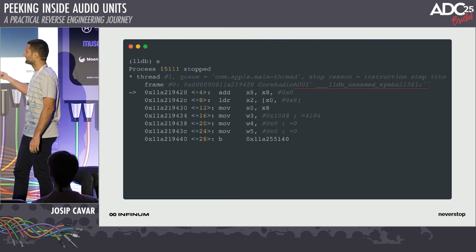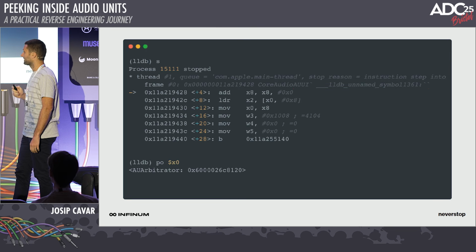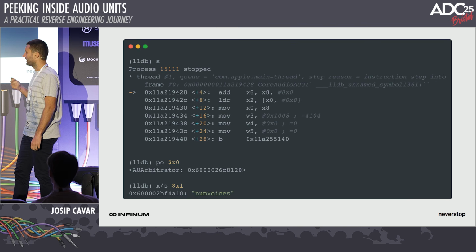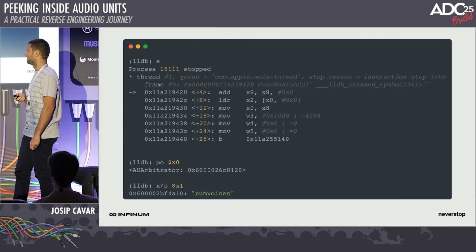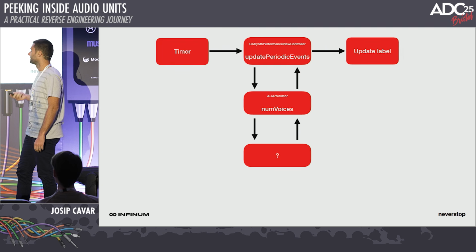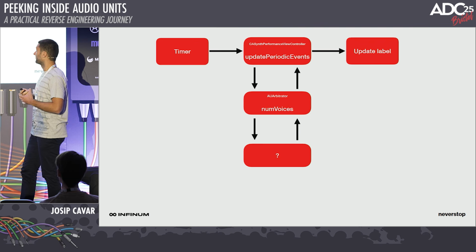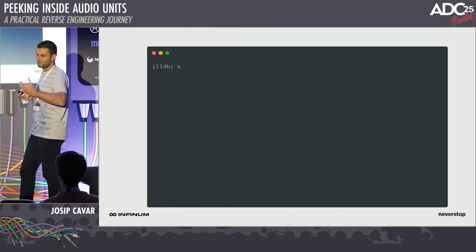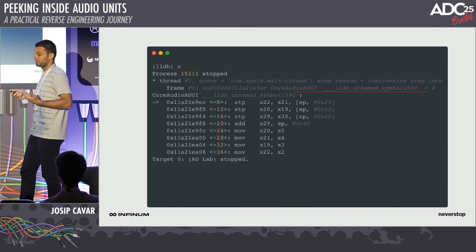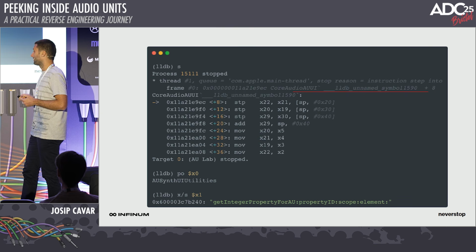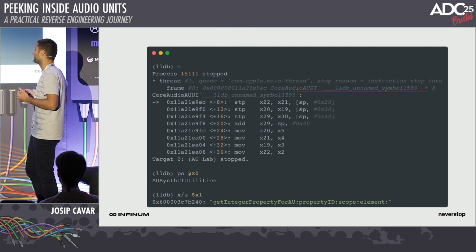After a couple of steps, we end up in another unnamed symbol. This time we know what we need to do. We have AU arbitrator as a receiver, and we have num voices as the method. So our picture is getting more complete. Let's repeat this procedure for num voices. After stepping a couple more times, we end up in yet another unnamed symbol. And this time, it's sync UI utilities get integer property for AU.